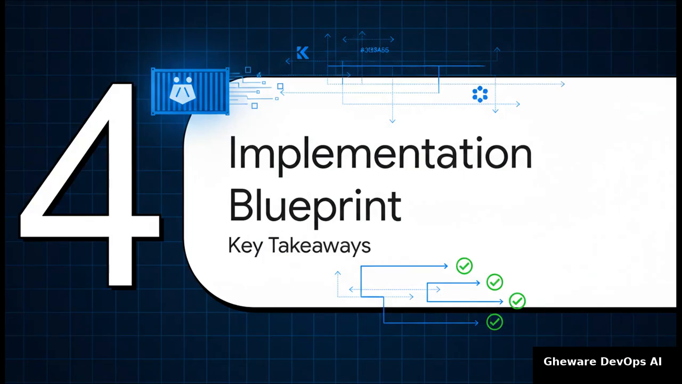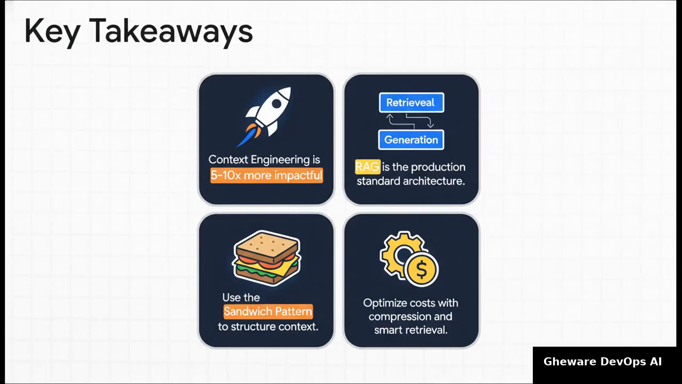Whew, okay, we've covered a lot of ground, so let's just boil it all down into a clear blueprint with the most important takeaways. First, always remember, context engineering is where the real gains are. It's 5 to 10 times more impactful than just messing with prompts. Second, for any serious app, RAG is the production standard. It's your go-to architecture. Third, a simple trick like using the sandwich pattern for ordering your context gives you a huge, almost free boost in accuracy. And finally, always optimize for cost. Be smart about retrieval and context compression.